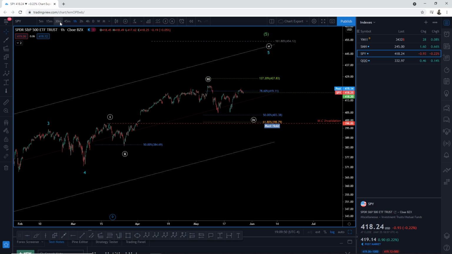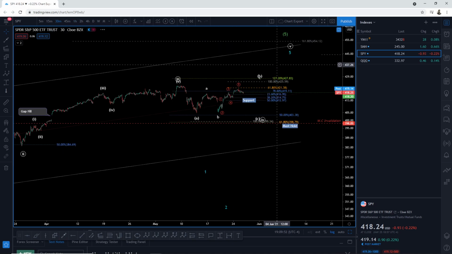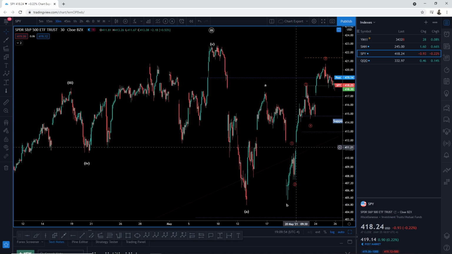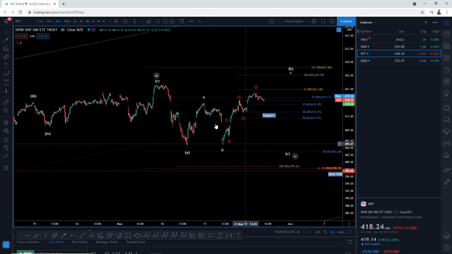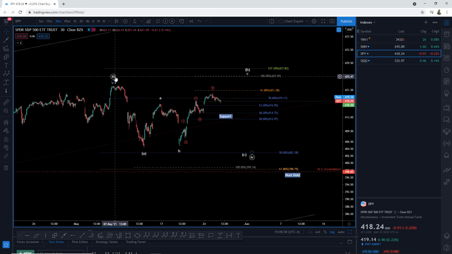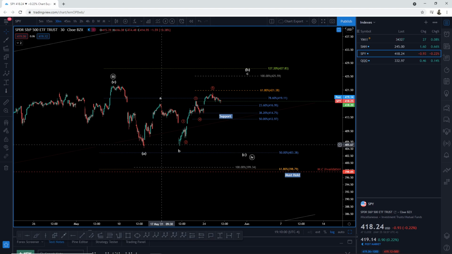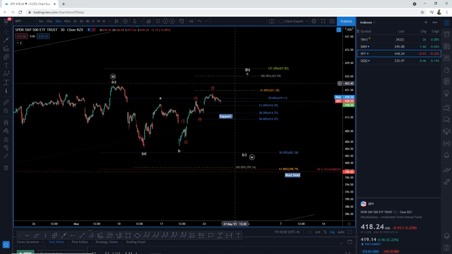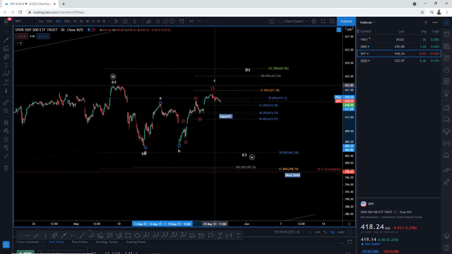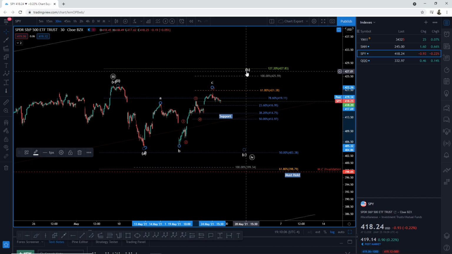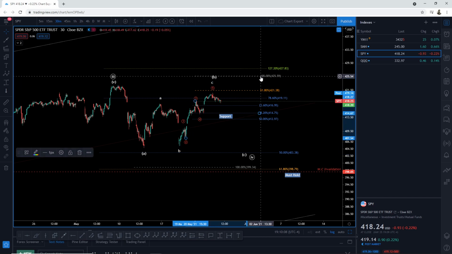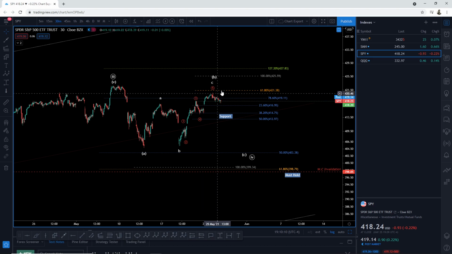Okay, now let's dive into the 30-minute time frame. The 30-minute time frame, as we are tracking this, suggests that within this correction of the third wave degree high, we went down in A, and we're now at A, B, and C. Now, wave C could have already completed here. Wave C is usually made up of 5 waves.